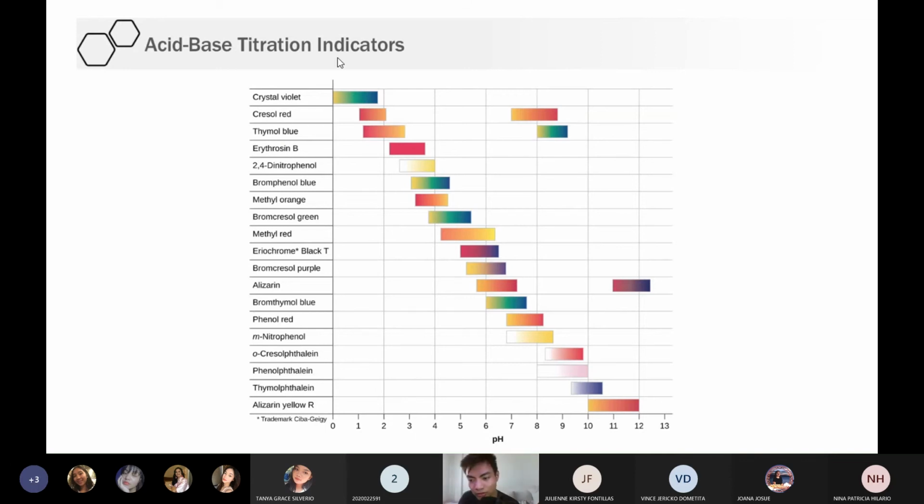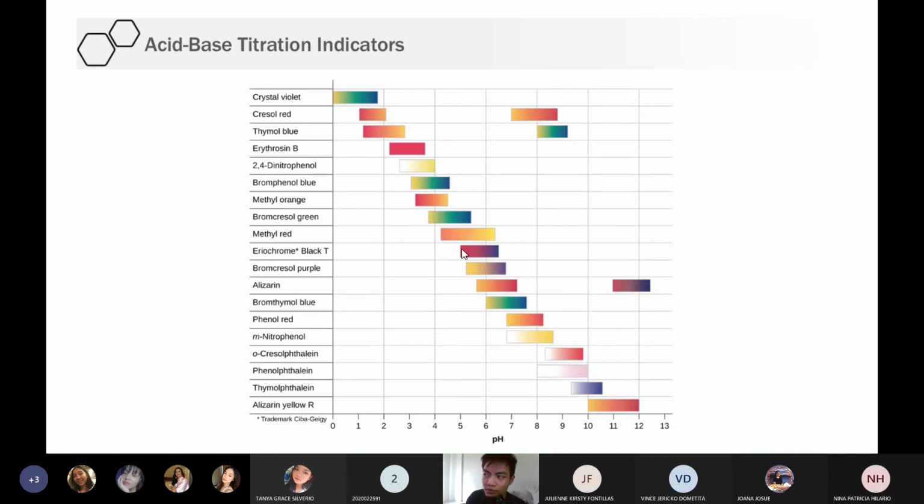So sa lecture ko, kwento ko rin bakit ang daming ganyan. So share ko lang din sa inyo. Kasi the reason why marami tayong indicators, bukod sa iba-iba yung pH ng equivalence point natin, some of these indicators ay specific sa ilang reaction kasi. Okay, specific lang siya sa ilang reaction. For example, Eriochrome Black T or the EBT, we use this sa EDTA titration, or complexometric titration.